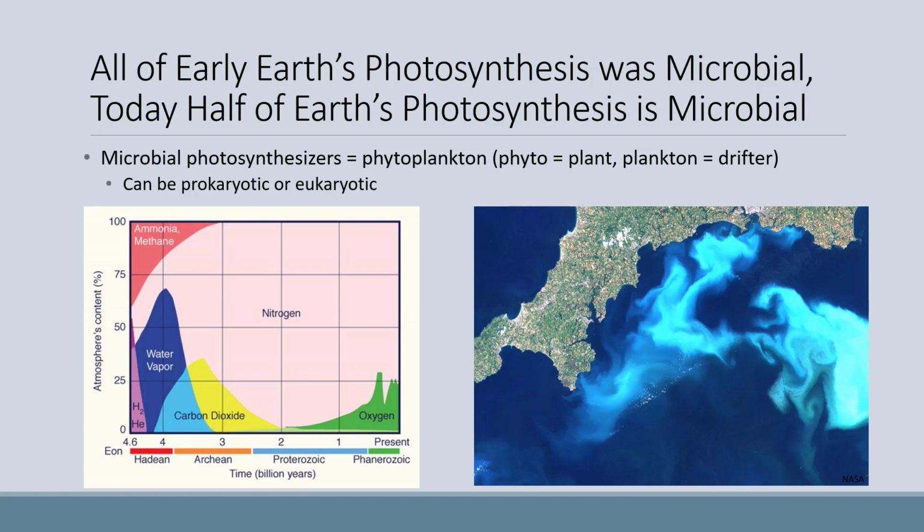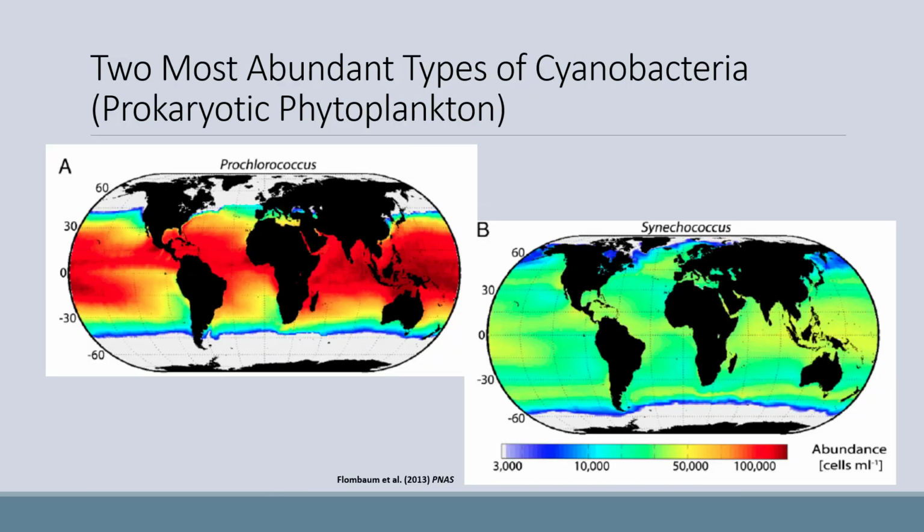So let's meet a few microbial photosynthesizers, also known as phytoplankton. First up are cyanobacteria. These are prokaryotic phytoplankton. These maps show their abundances in the ocean. You can see that Prochlorococcus likes warmer equatorial waters more and gets quite abundant.